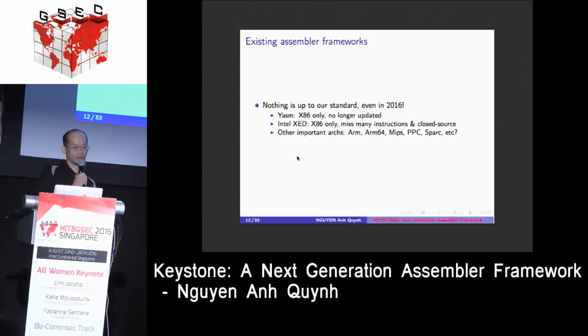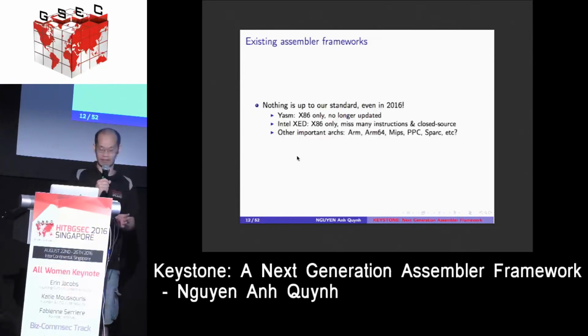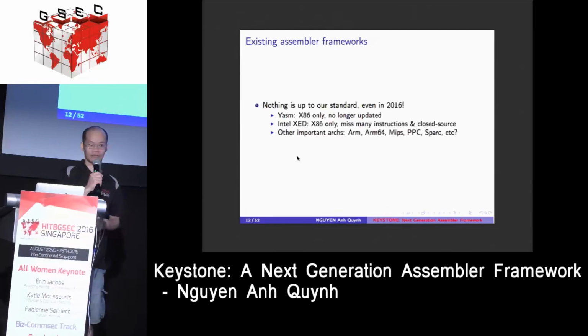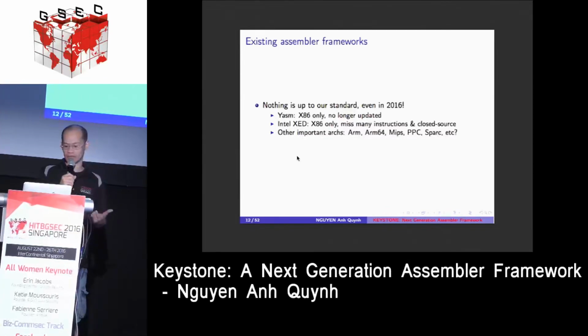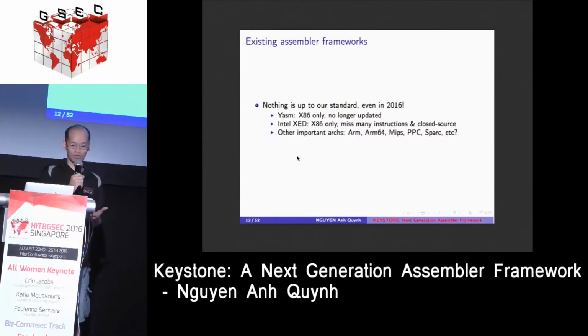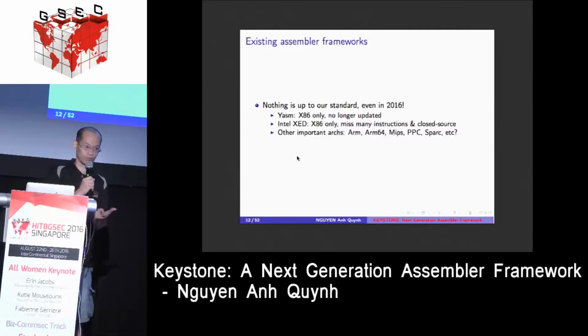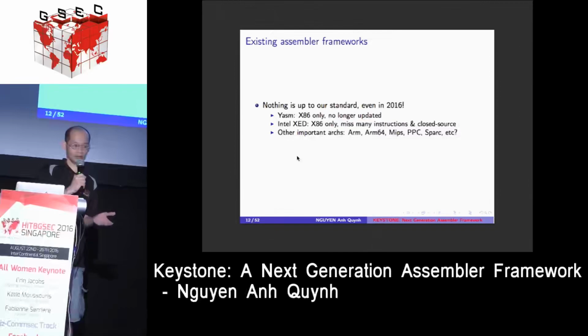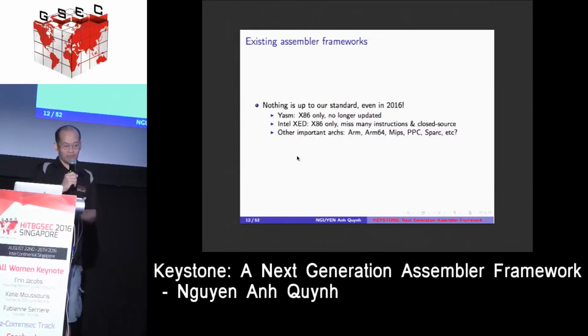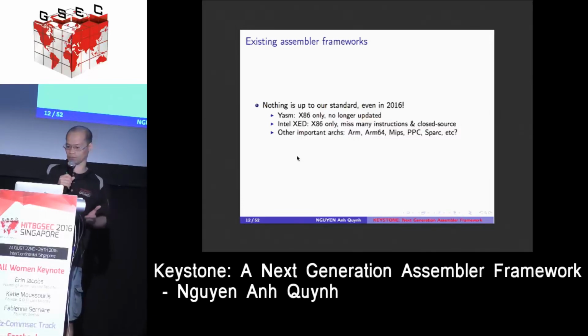Too bad. If you look at the existing assembler frameworks before Keystone, there's nothing up to my standard. There's nothing good. We have something like Yasm, which only supports Intel CPUs and nothing else. It's no longer updated, it has many technical issues, and it's actually not used by a lot of people.